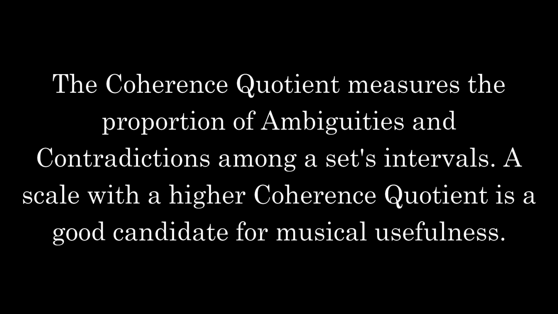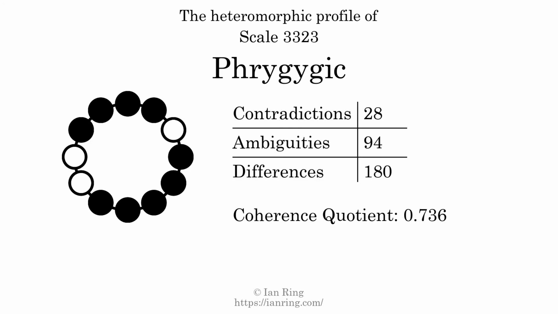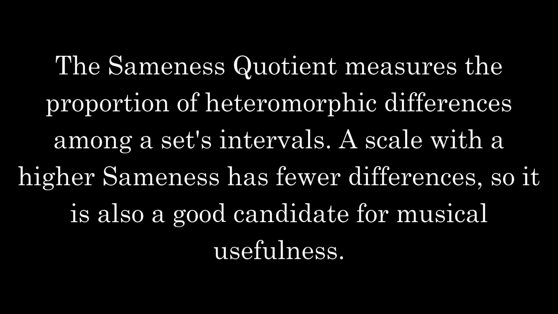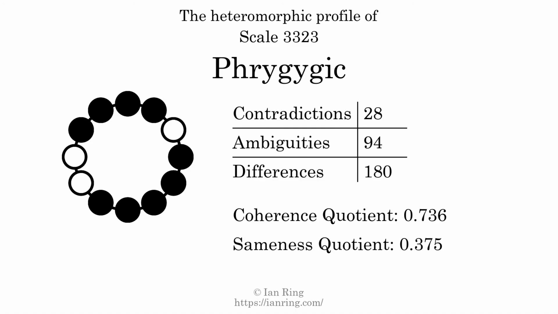The coherence quotient measures the proportion of ambiguities and contradictions among a set's intervals. A scale with a higher coherence quotient is a good candidate for musical usefulness. The coherence quotient is 0.736. The sameness quotient measures the proportion of heteromorphic differences among a set's intervals. A scale with a higher sameness has fewer differences, so it is also a good candidate for musical usefulness. The sameness quotient is 0.375.